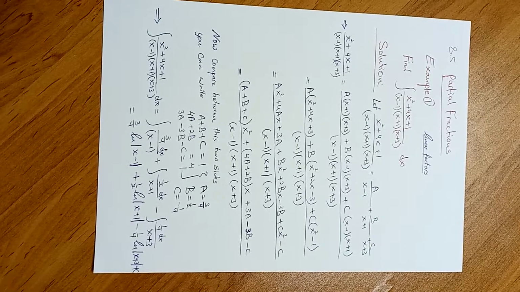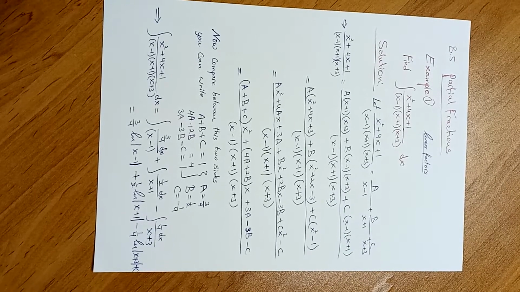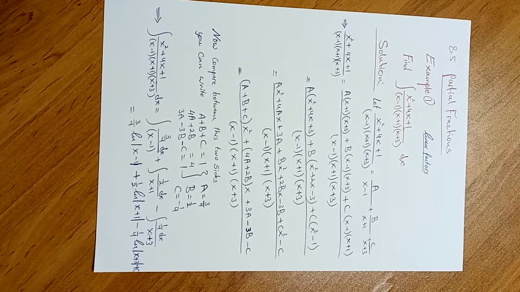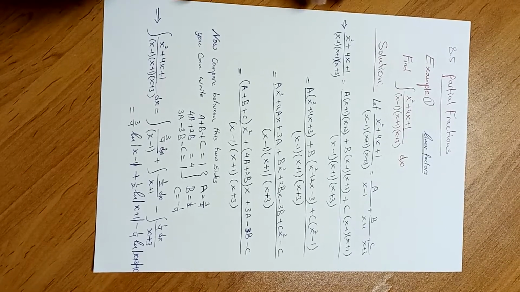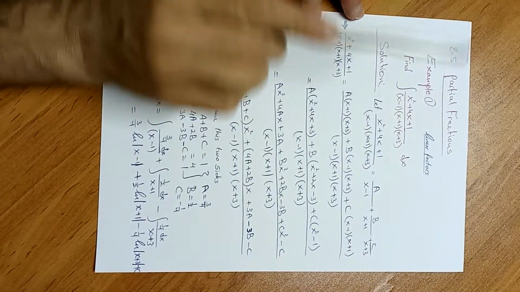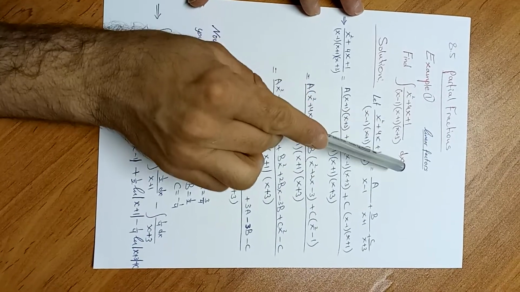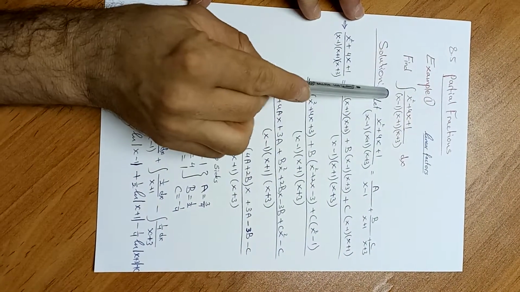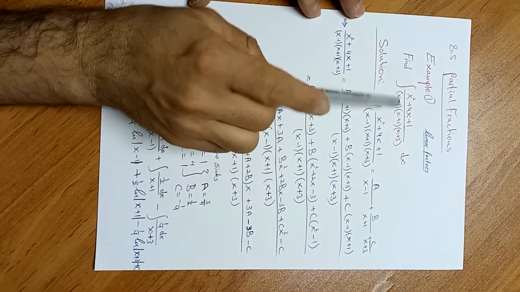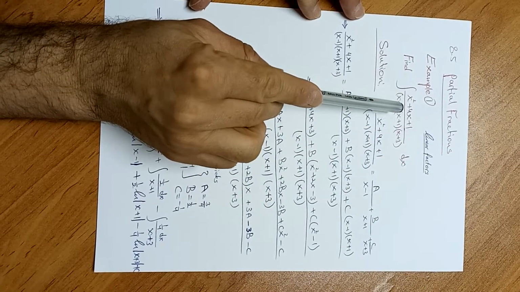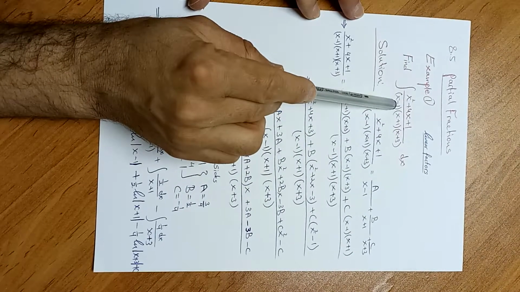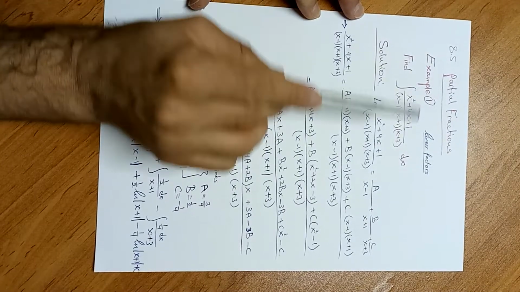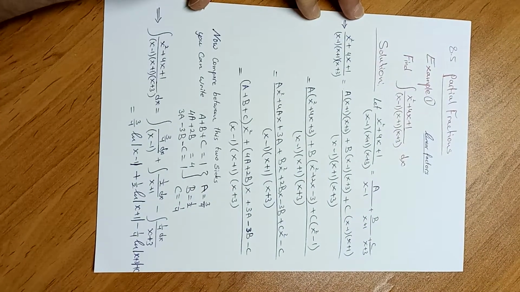Now in the first example, we are asked to find the integration of (x squared plus 4x plus 1) over (x minus 1)(x plus 1)(x plus 3) dx. Notice that in the denominator we have linear factors: x minus 1 is linear, x plus 1 is linear, and x plus 3 is linear also.